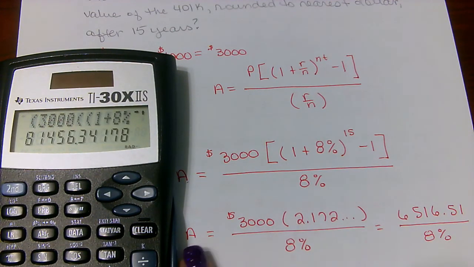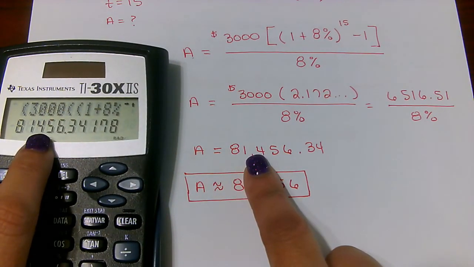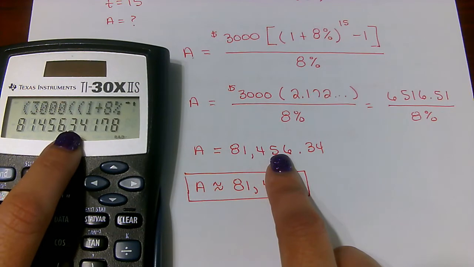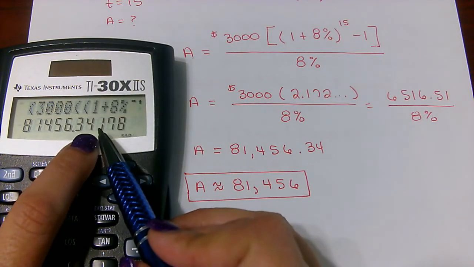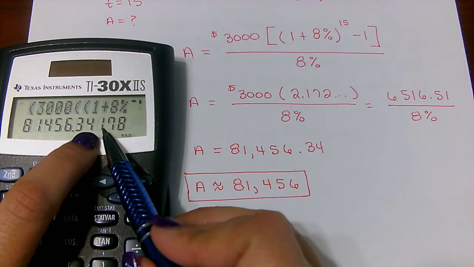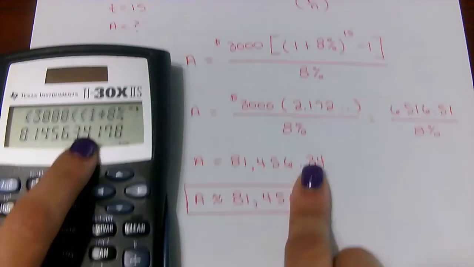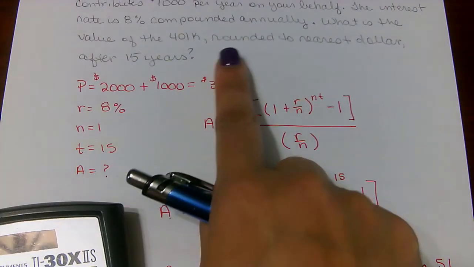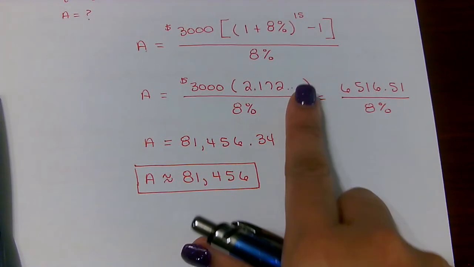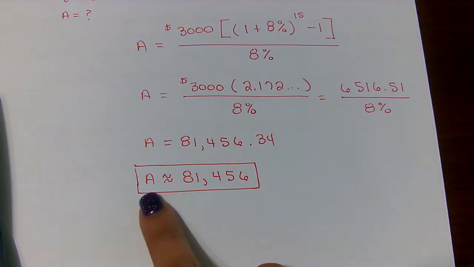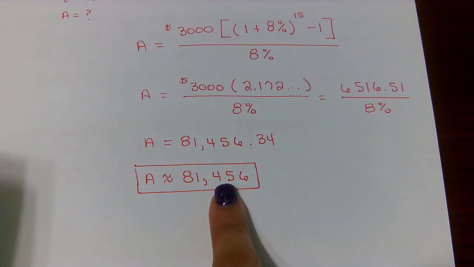When I press enter, I get a value of $81,456.34. Because the number next to the 4 is a 1, which is less than 5, I leave the 4 as is. But remember, we are rounding to the nearest dollar. So this would be approximately $81,456.